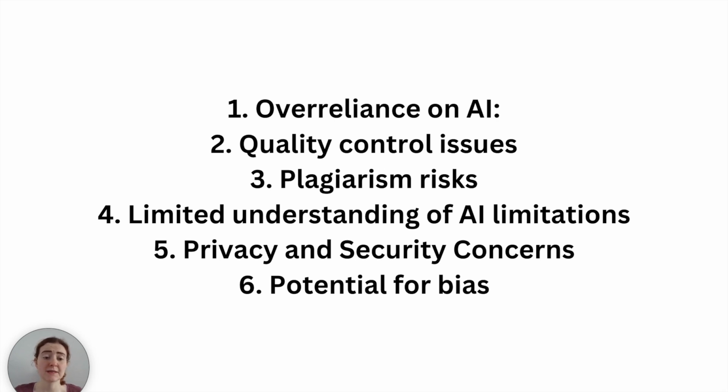Number 4 is also the limited understanding of AI limitations. So I mentioned that already in the quality control, but to take it a bit further, there are things such as recent sources. ChatGPT cannot use sources that are more recent. It is limited up to the last 1 or 2 years roughly.